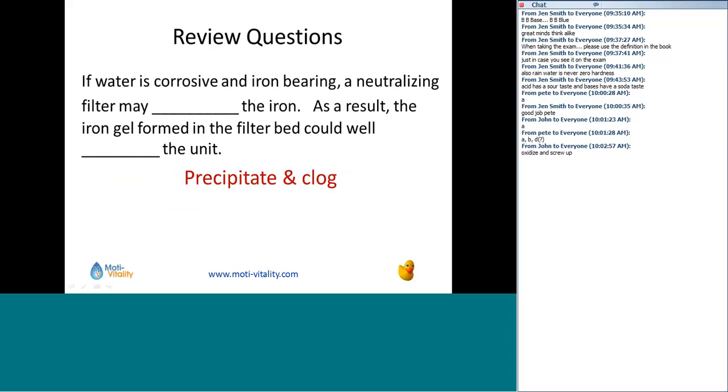The water is corrosive and iron-bearing. A neutralizing filter may precipitate the iron. As a result, the iron gel formed in the filter bed could well clog the unit. I think oxidize would be... yeah, John, that's probably right. It'd screw up the unit. Yeah, it would work. I think oxidize and foul would also be acceptable answers there, but precipitate and clog are the answers given in the book. Screw up will probably not be one of the choices if you saw that question again, but I like it. Good.